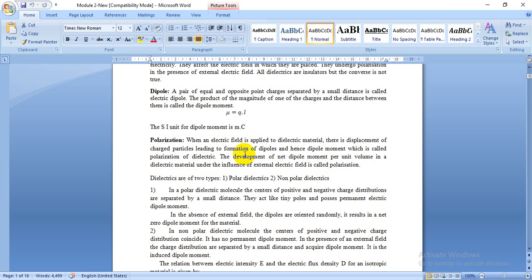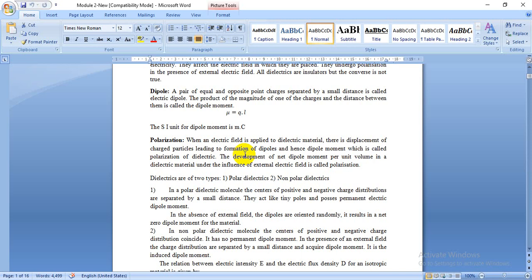In the absence of external field, now we are not sending any external field to such kind of polar dielectrics. In the absence of the external field, the dipoles are oriented randomly and the net dipole moment for the material is 0. So the net dipole moment is 0 for the polar dielectric material. The same thing is going to happen in a reverse direction for the non-polar dielectric material.